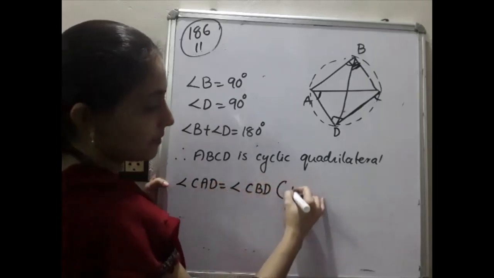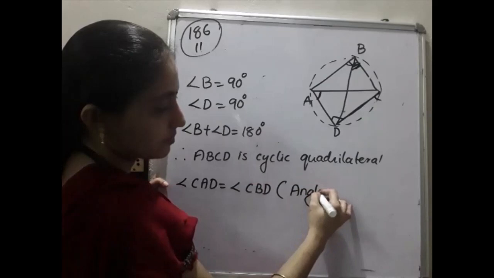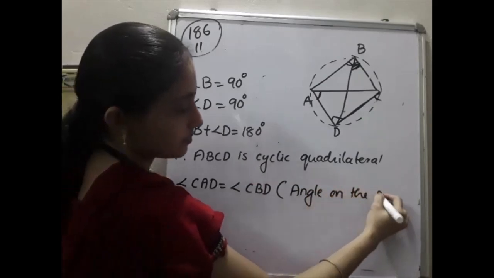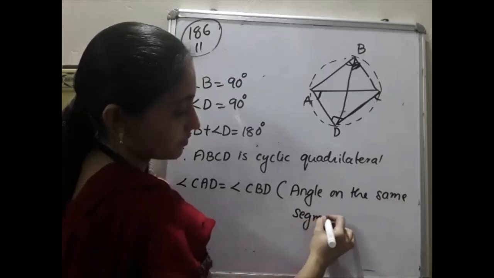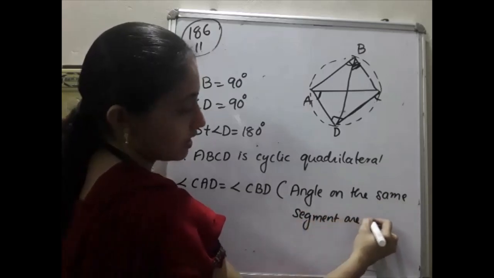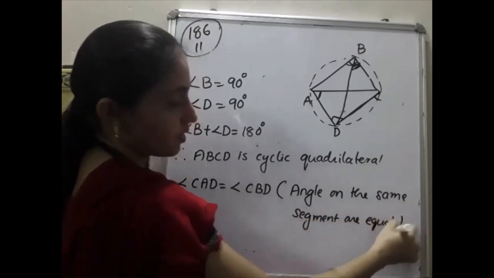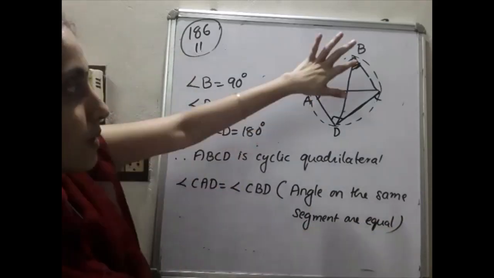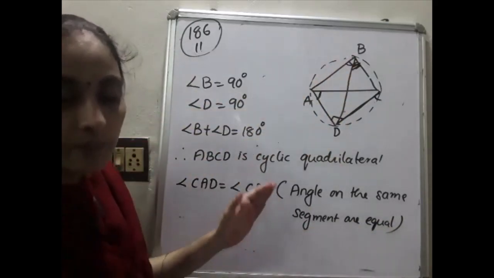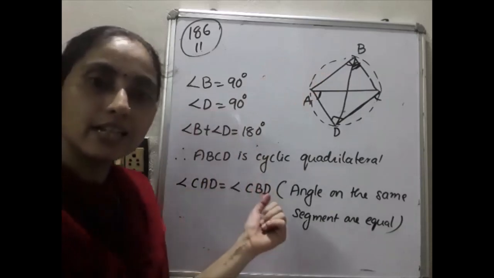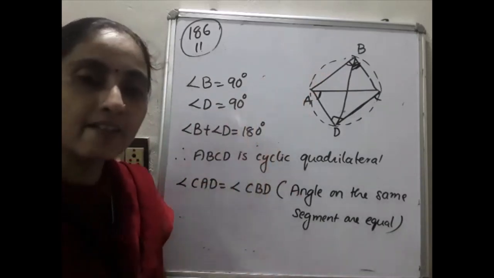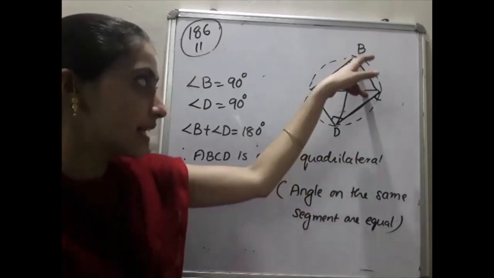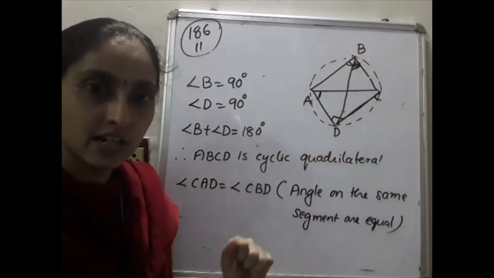What is the reason? Angles on the same segment are equal. That's all. Okay, here, opposite angles sum to 180 degrees. Angle B and angle D sum to 180 degrees, and all are 90 degrees because it is given that it is a right triangle. This 90 and this 90 sum to 180.